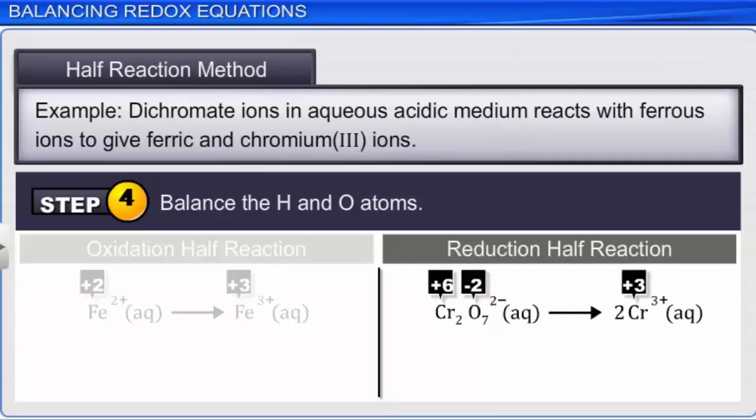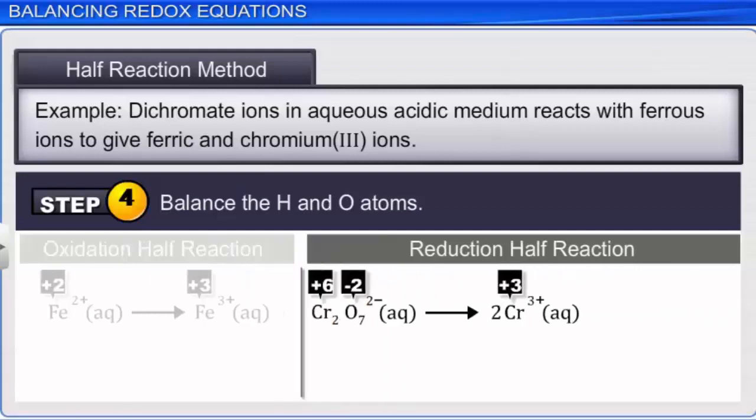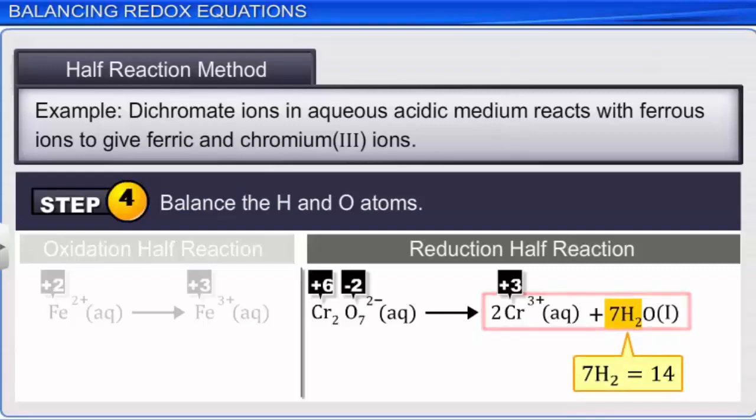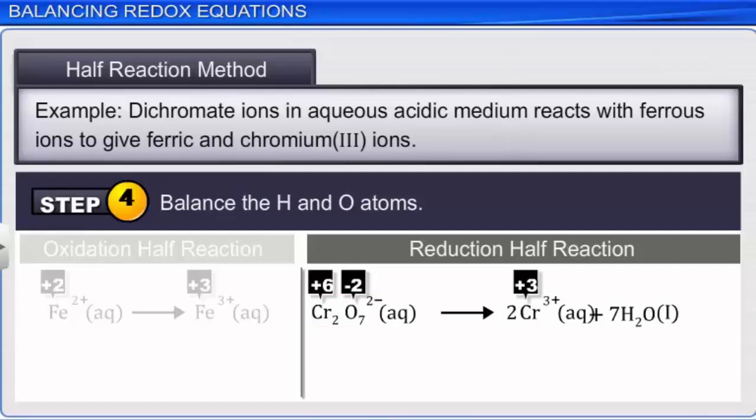As the reaction occurs in acidic medium, to balance 7 oxygen atoms on left-hand side, we add 7 H2O molecules on the right-hand side. Now, after the addition of 7 water molecules, there are 14 hydrogen atoms on the right-hand side, but no hydrogen atom on the left-hand side. Hence, to balance the hydrogen atoms, we add 14 H plus ions on the left-hand side.